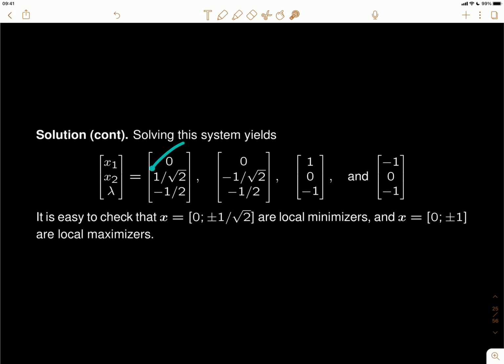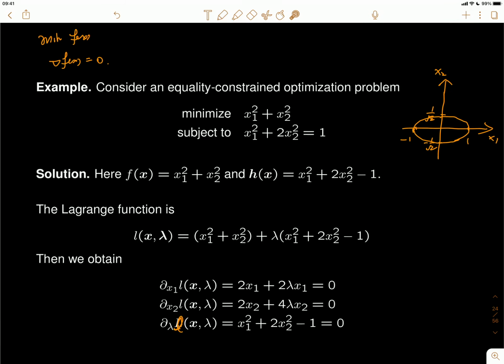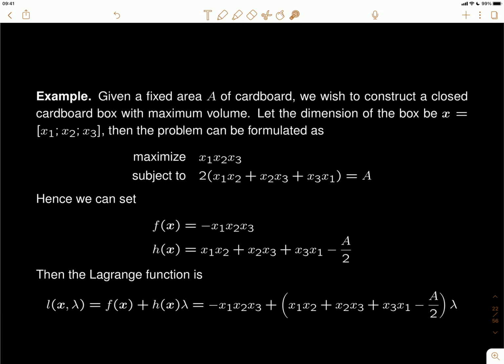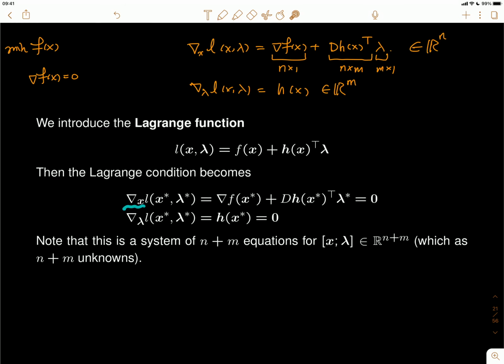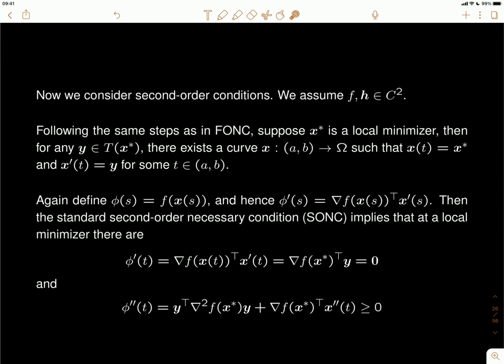Apparently, these two points give us the minimum value, and these two points give us the maximum value. All right. So now, what we just considered is the Lagrange condition, which is called the first order condition, meaning that if we only use the gradient, this is what the gradient needs to satisfy, just like the condition here, right? This is the gradient, so it's the first order derivative of the Lagrange function. Now let's consider the second order condition.